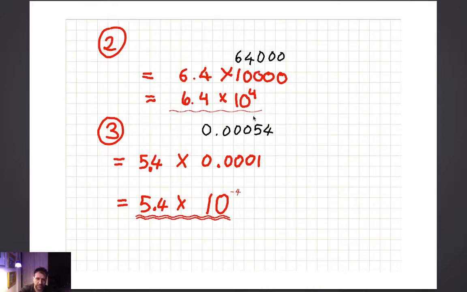The second one, a little bit messy there, but 64,000 is 6.4 times 10,000. And again, lining the numbers up, you can see that 10,000 times about 6 gives you this number here, because you've got a 1 in the first place here, but a 6 there. And that's 6.4 times 10 to the power of 4, because 10,000 is a 1 with 4 zeros. And then finally, question 3, which is the tricky one.